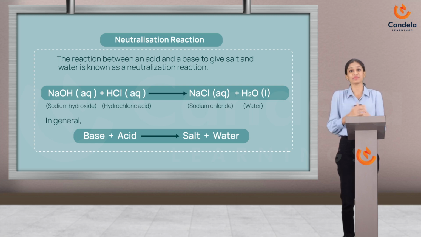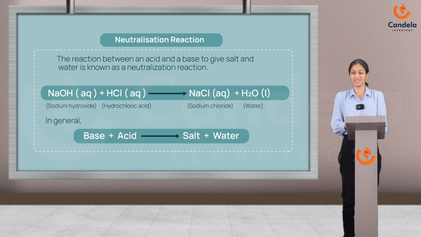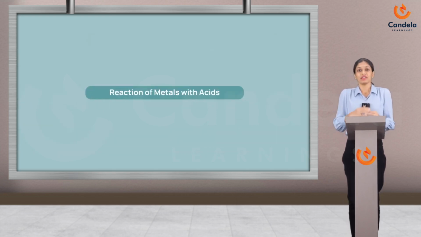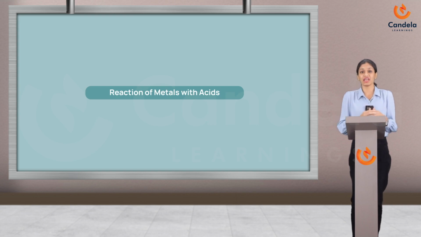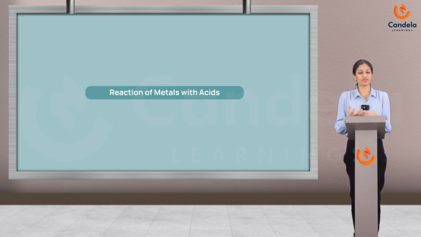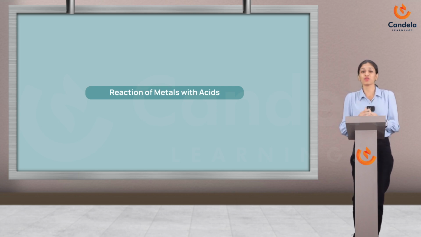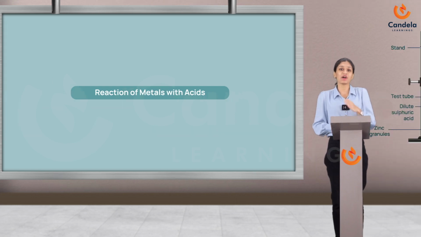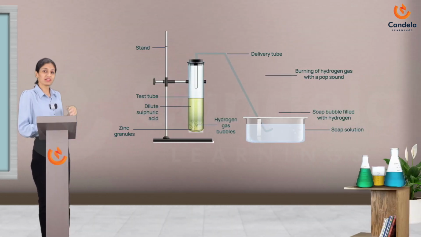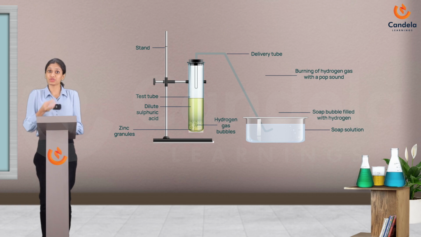Now what are the other chemical properties of acids and bases? Let's explore together. Now let's discuss the second property of acids and bases, that is, the reaction of metals with acids. For this we need a test tube, a stand to support this test tube, a beaker containing soap solution, a few zinc granules, dilute sulfuric acid, a delivery tube and a cork to close the test tube. Let's perform this experiment. After setting up the experimental setup like this, let's add zinc granules to the test tube.